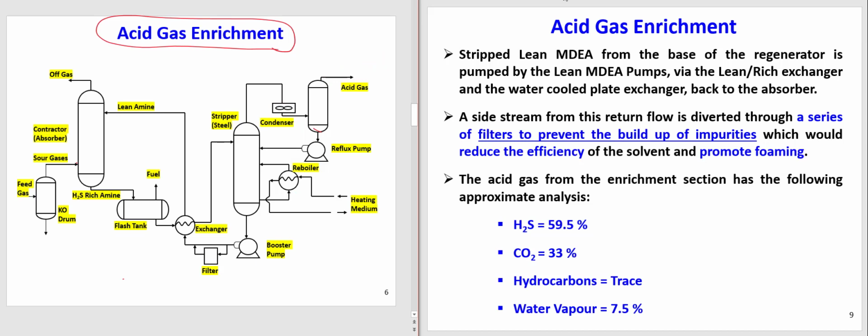Stripped lean MDEA from the base of the regenerator, it means here, this is the stripped lean amine, from the base of the regenerator, is pumped by the lean MDEA pumps. So these are the pumps or boosters, MDEA pumps. And first, it will go to the heat exchanger.